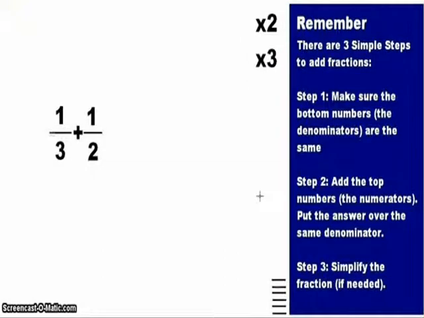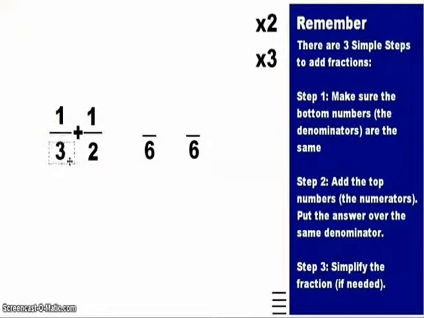Make sure the bottom numbers, the denominators, are the same. So, we know that the highest common factor is 6. So we are going to get 6 and 6. We're going to get something over 6 plus something over 6. Now, we need to find out what the top numbers would be with 6.